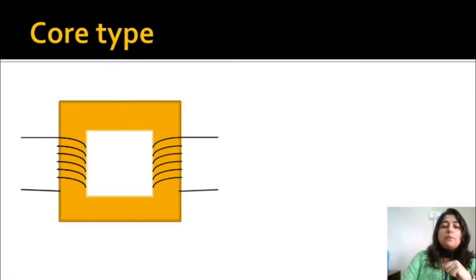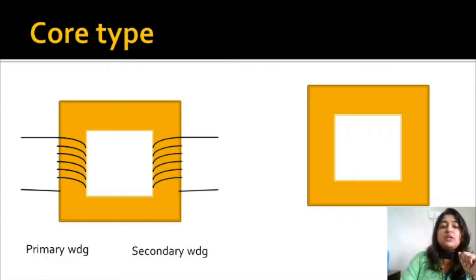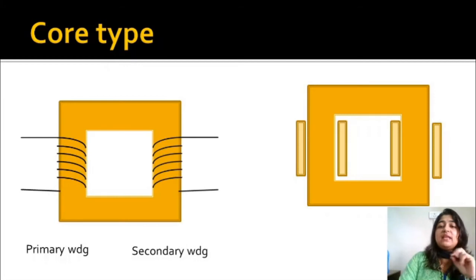Okay. So basically, when we explain the core type transformer, we show it like this. All right. One winding is there on one limb, and another winding is there on another limb. But practically, when the transformers are manufactured, it is not manufactured like this. Then how is it manufactured? It is manufactured with both the primary and secondary windings on both the limbs. See, when we connect a supply to a winding, it becomes primary. The winding to which we connect a load becomes secondary.